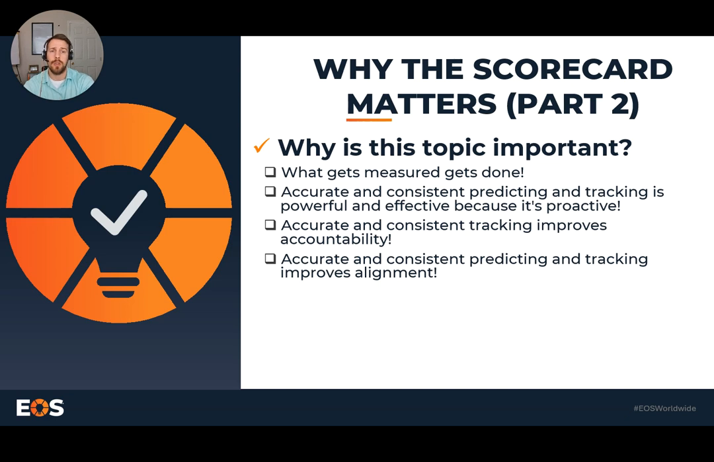Accurate and consistent predicting and tracking improves alignment. We're all on the same page. We know where we're going. We know if the company's off track or if it's on track. We know based on the results of these numbers in the scorecard.